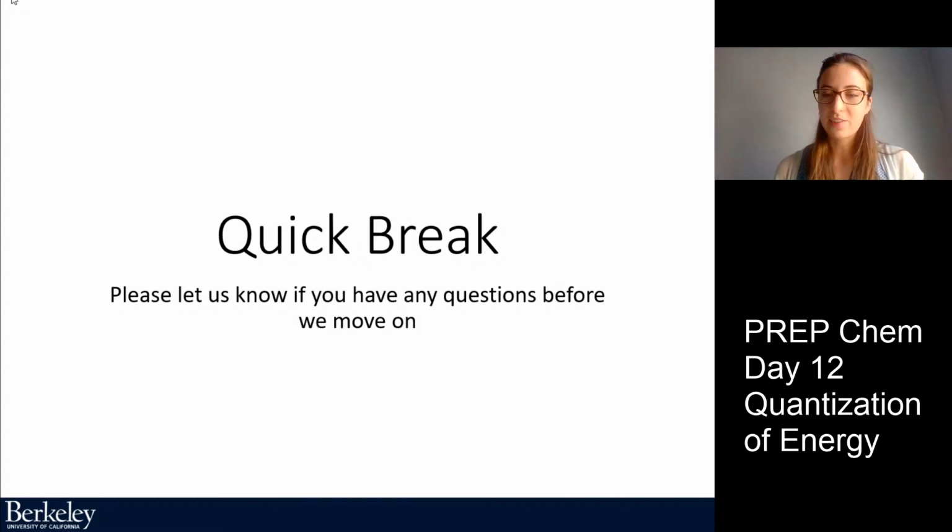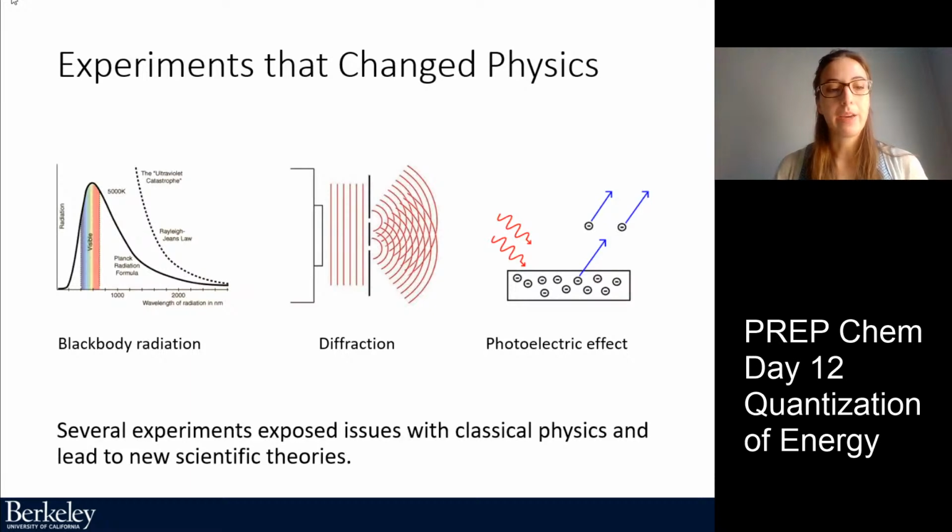Okay, great. So it doesn't look like there's any questions, so we're going to go ahead and move on. Okay. So there were several experiments that exposed some of the issues with classical physics and led us to develop new science. What was the difference between a quanta and a photon?